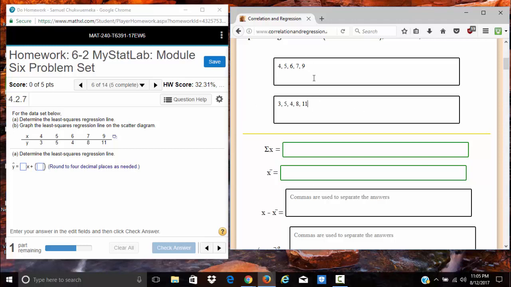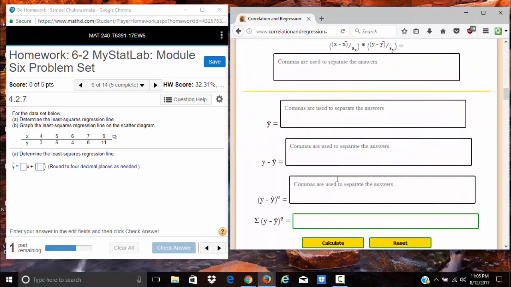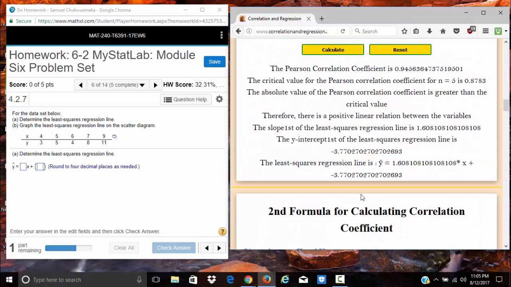So you put this in for data X and data Y. Click calculate. And this is our least squares regression line right here. Y hat equal to mx plus b, the slope times x plus your y-intercept. Y equal to mx plus b, something you did in probably middle school.